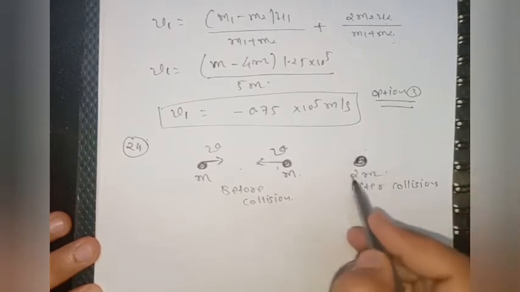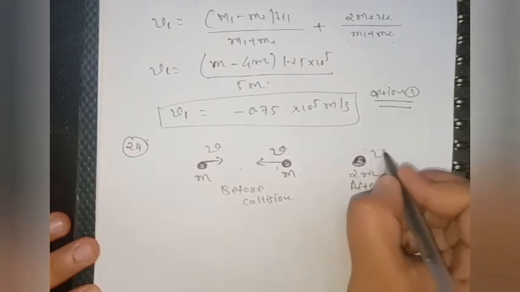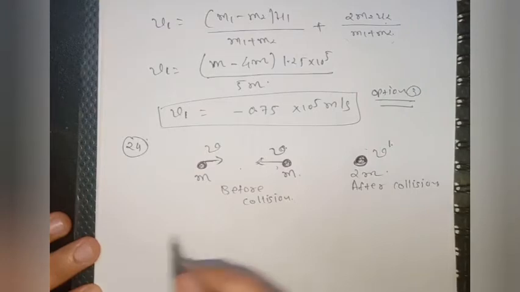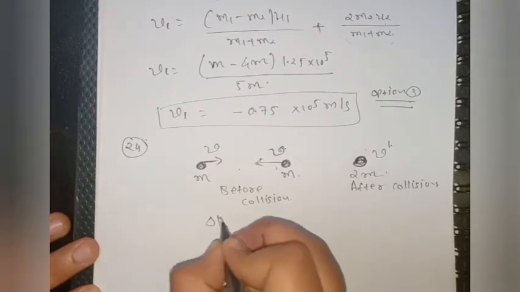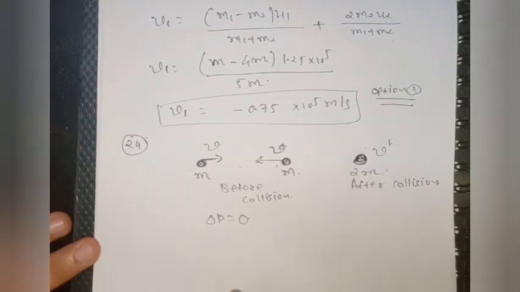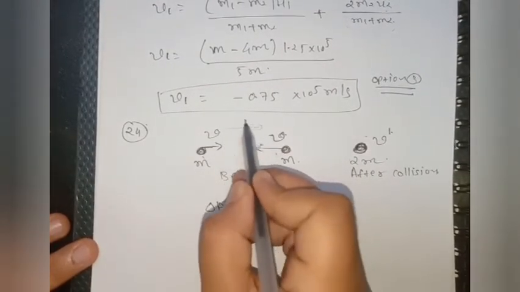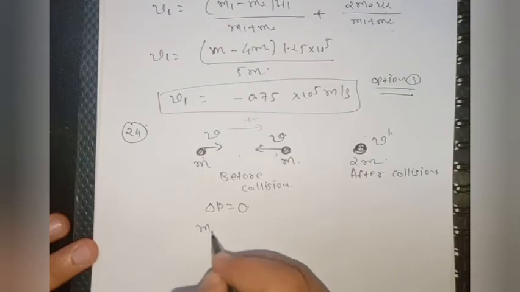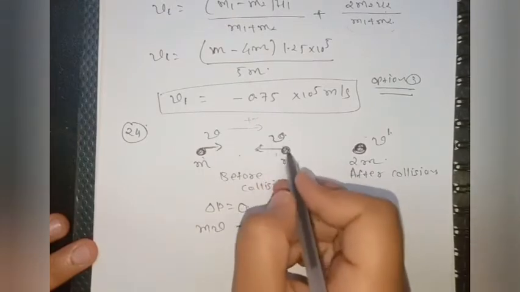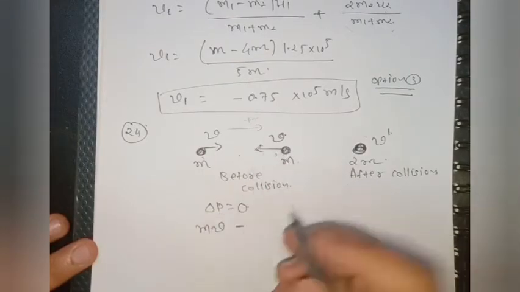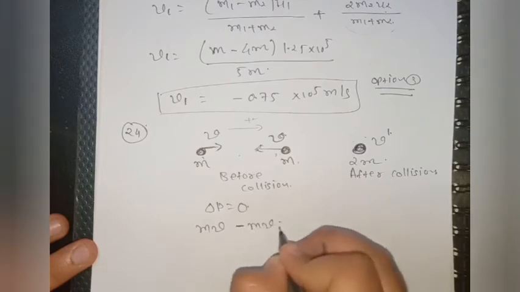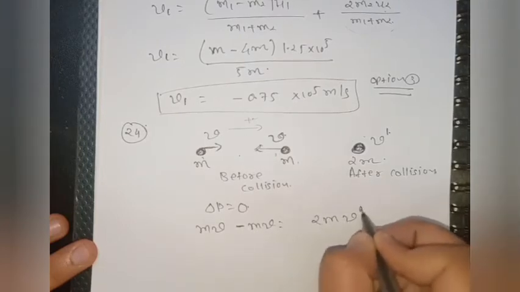We want to find the combined velocity. Let's say the combined velocity is v dash. We'll use conservation of linear momentum, that means delta p is 0. Initial linear momentum of the system: I'm taking this direction as positive, so mv, and this direction is taken negative, so minus mv, is equal to 2m into v dash.